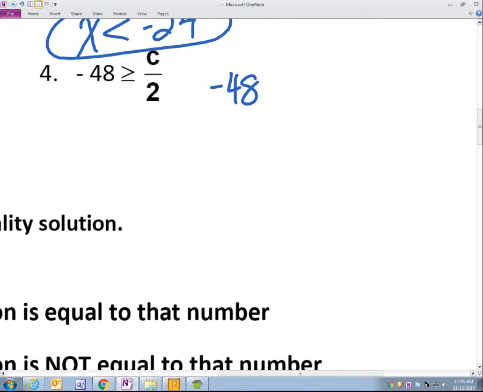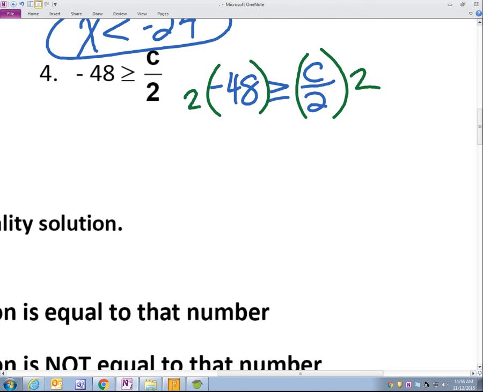So I'm going to rewrite this so you guys can see what I'm doing. C over 2. Now, what's happening to this is C is being divided by 2. And the inverse of division would be multiplication. So I'm going to multiply both sides by 2. This is not a negative 2, so my symbol stays the same. And negative 48 times 2 is negative 96.